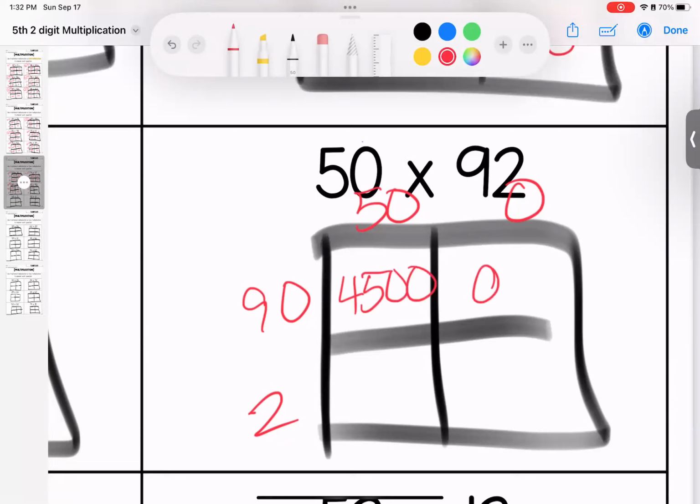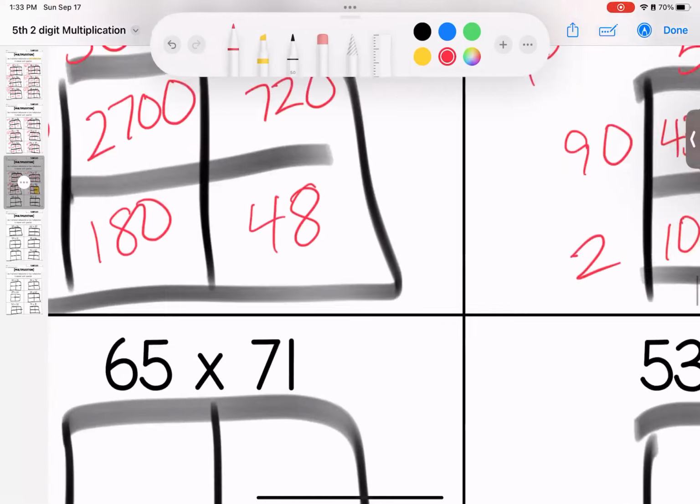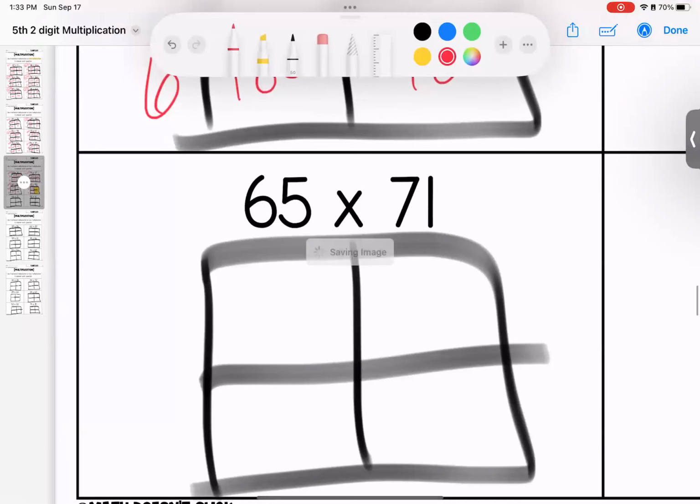90 times 0 is 0. 2 times 5 is 10 with a 0. 2 times 0 is 0. We end up with 4,600. Again, we could eliminate this because we know that having 0 in our ones place is going to give us lots of zeros, but it helps to keep the strategy the same. So I would go ahead and write it in, okay?